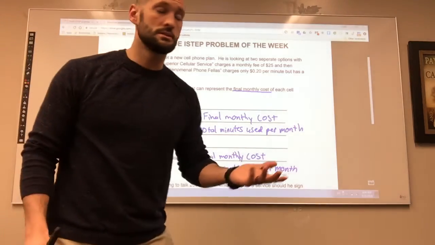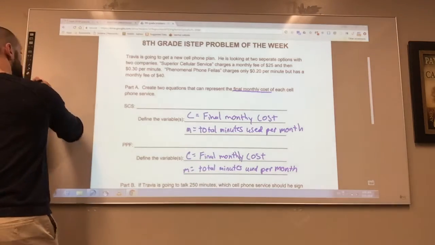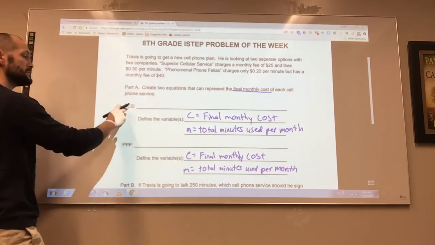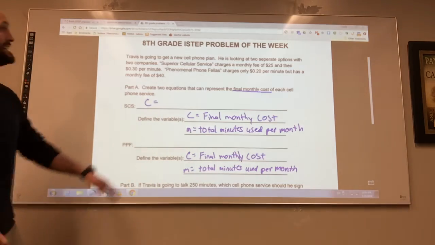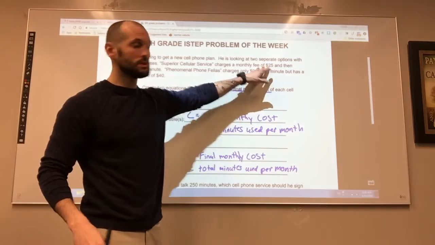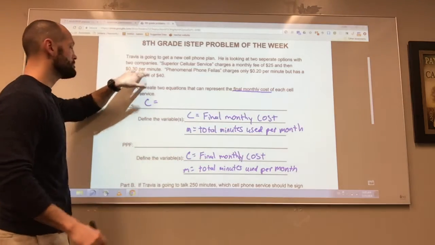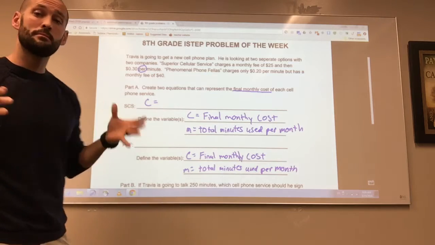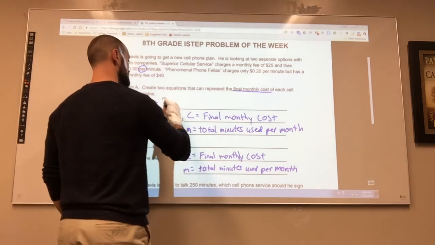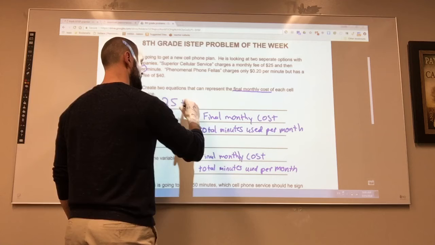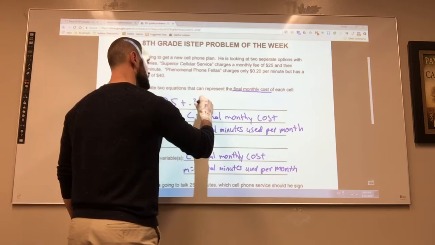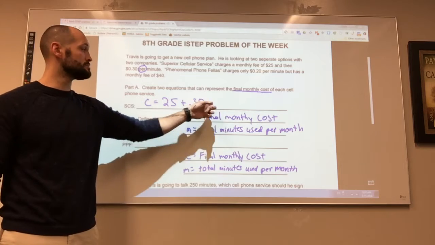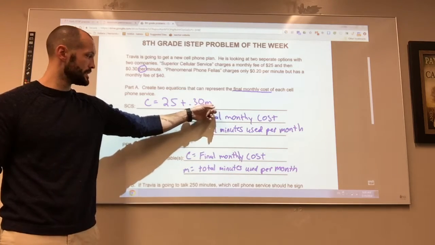Now let's actually put an equation to it. Our final cost for Superior Cellular Service is $25, non-negotiable, and then 30 cents per minute. That word per, I've talked about it before. It should jump off the page. It means we're going to be multiplying. $25 doesn't change, but I am charged 30 cents per every minute, which means the 30 cents get multiplied by the number of minutes I use.